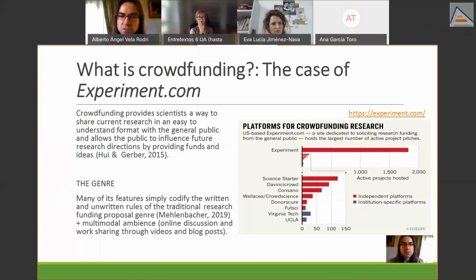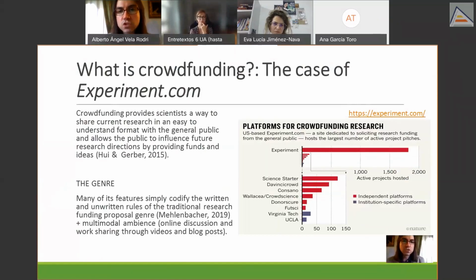In many of its features, they codify the written and unwritten rules of the traditional research funding proposal genres, which is something that Mollenbacher studied before in 2019. But it's not just that, they do it in a multimodal environment, because you can share with other people through online discussion, through microblogging, through videos, etc. So you've got lots of extra information too.